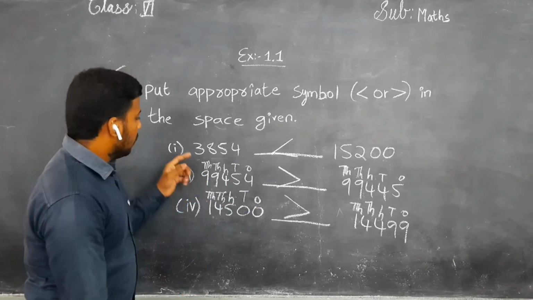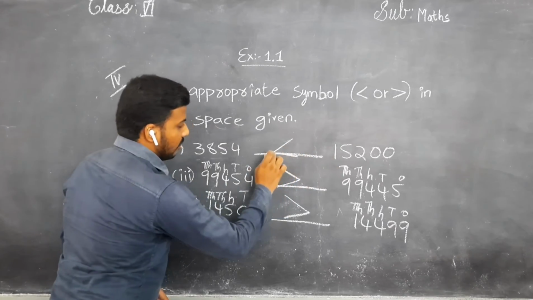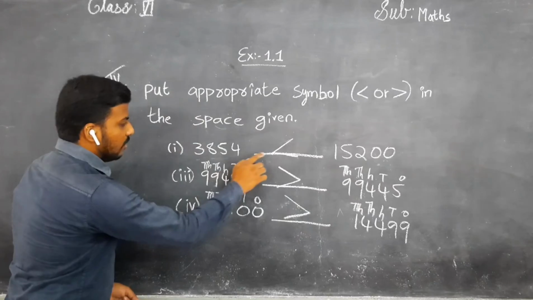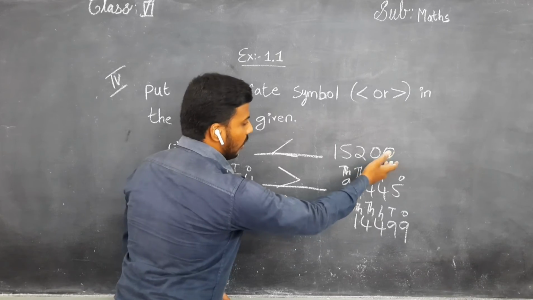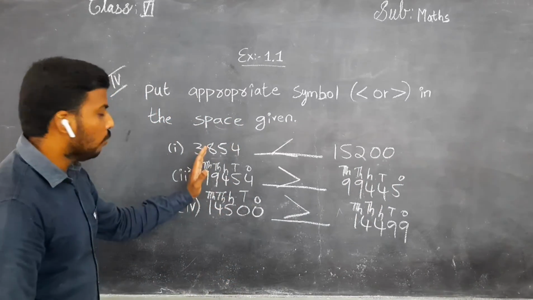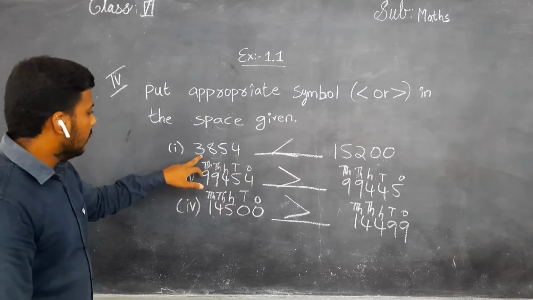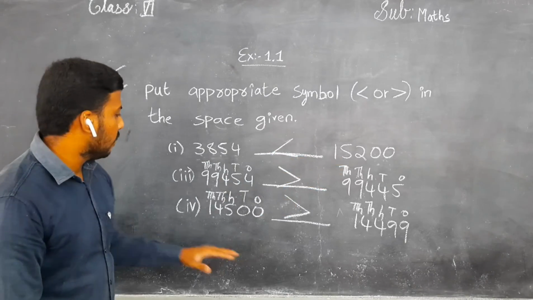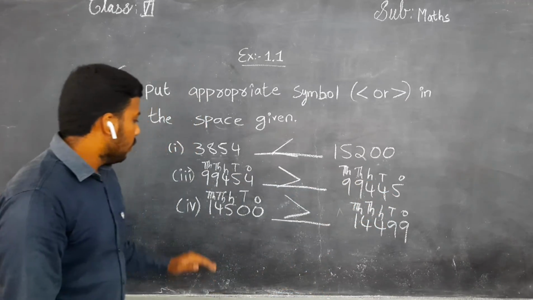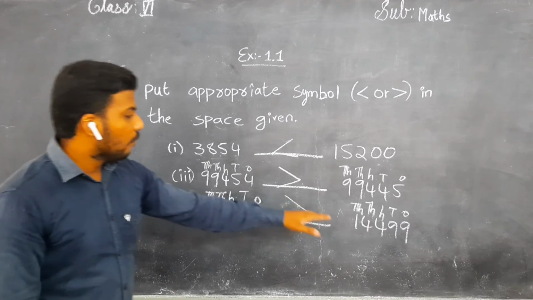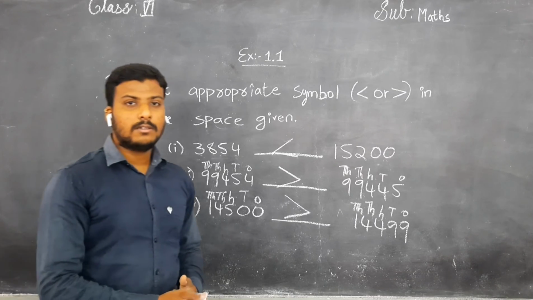Understand? See, in the first example, we denoted with this symbol the biggest number. Then this one says that 3854 is smaller than 15,200. In every sum, we have to take the values from the left side. Understand? From the left only we have to do it. Understand, children? 3854 is less than 15,200. 99,454 is greater than 99,445. 14,500 is greater than 14,499. Like this we have to do it, children. Thank you, children.